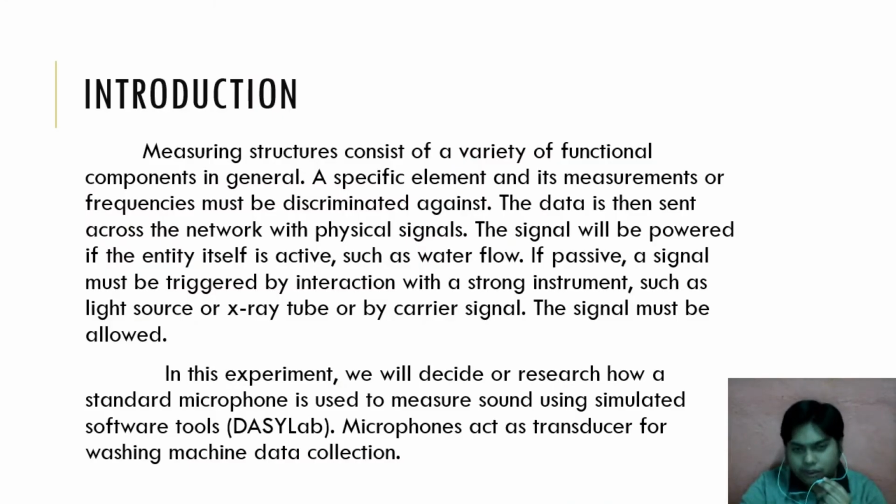So for the introduction, a measurement structure consists of a variety of functional components. In general, a specific element and its measurement or frequency must be discriminated against. The data is then sent across the network with the physical signal. The signal will be powered if the entity itself is active, such as water flow. If passive, a signal must be triggered by the interaction with a strong instrument, such as a light source, X-ray tube, or a bicarrier signal.